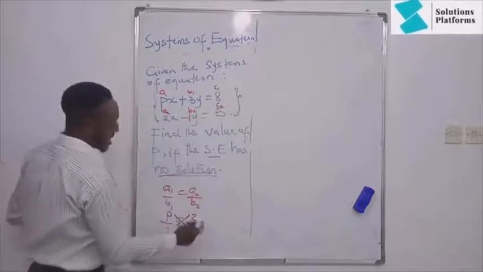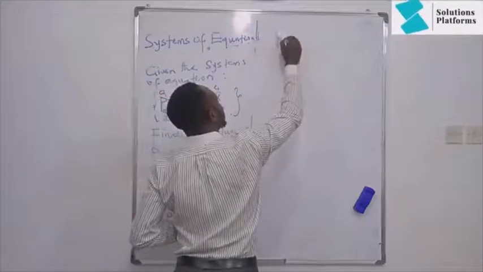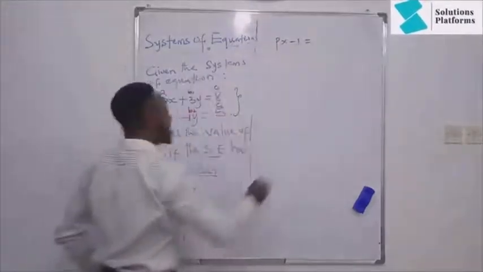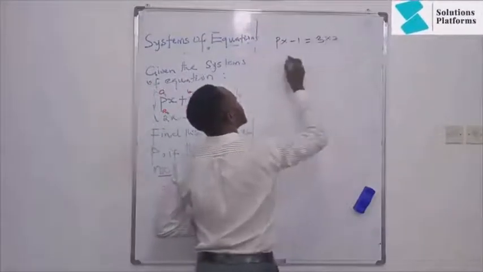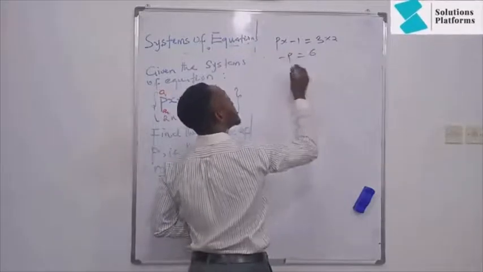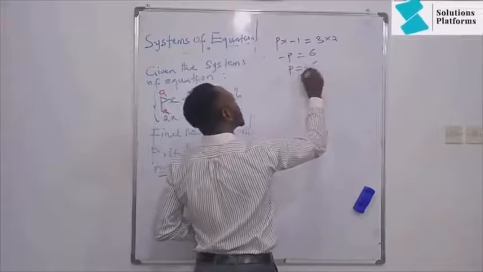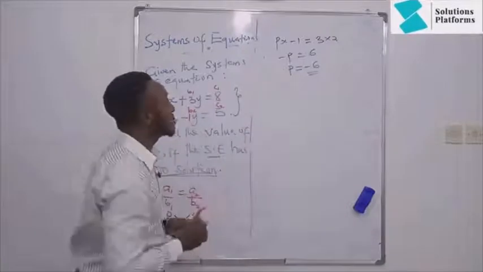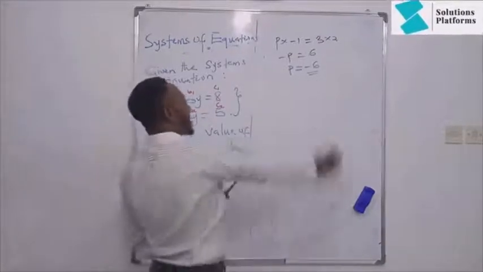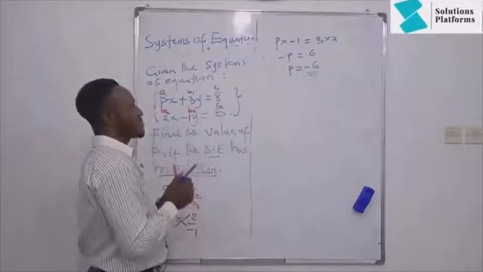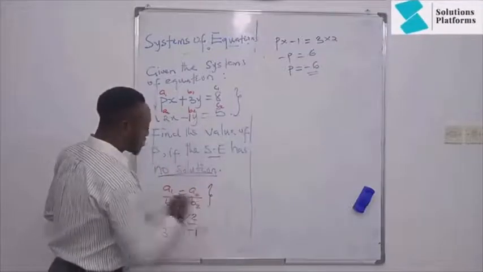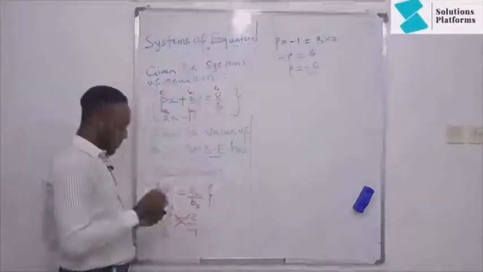So p times negative 1 equals 3 times 2. So negative p equals 6, that is, p equals negative 6. Like, divide both sides by negative 1. Okay, so the answer here is negative 6. This is using the model I gave earlier on.